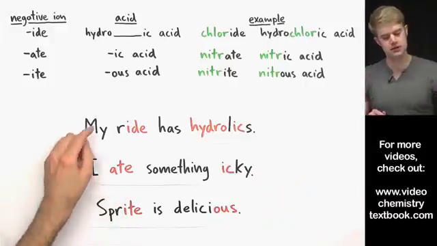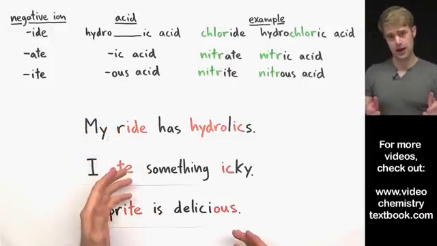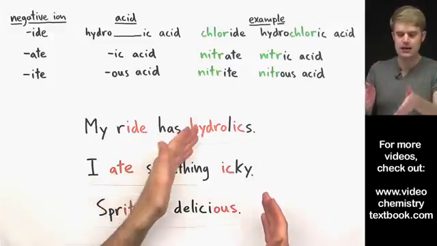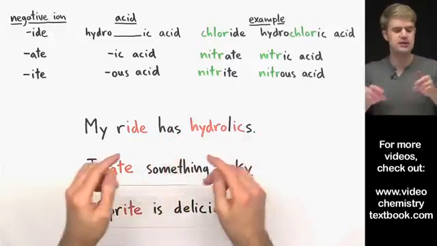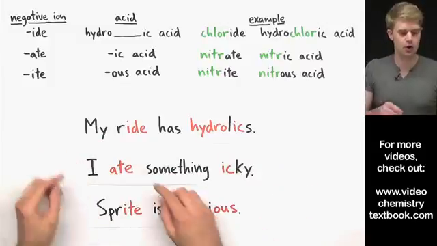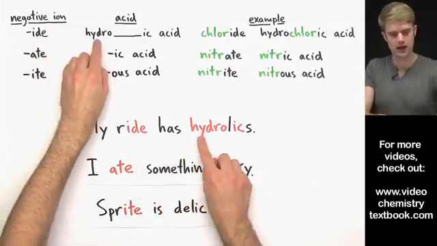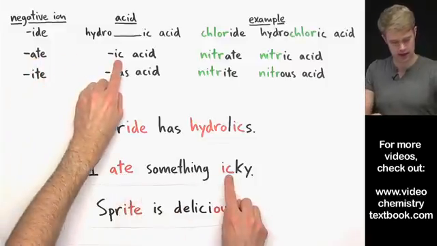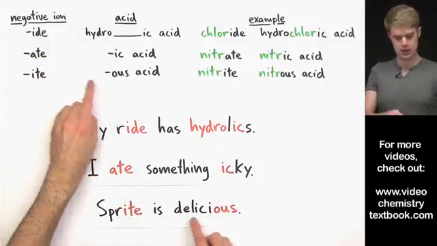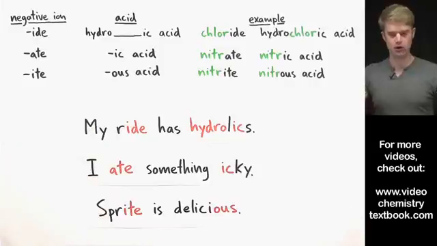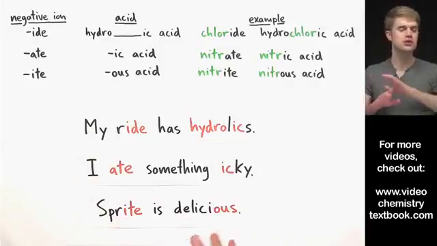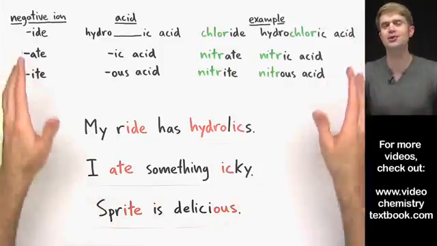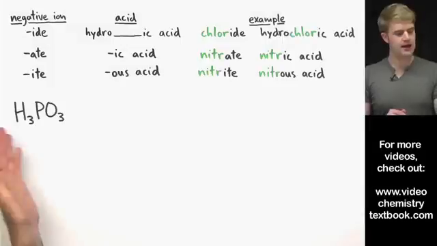Each sentence gives you the end of a negative ion, and then it tells you what the name should be for an acid that contains that negative ion. So my ride has hydraulics, I ate something icky, and Sprite is delicious. So learn these sentences. The rules will just instantly stick, and honestly, you'll never forget them again.